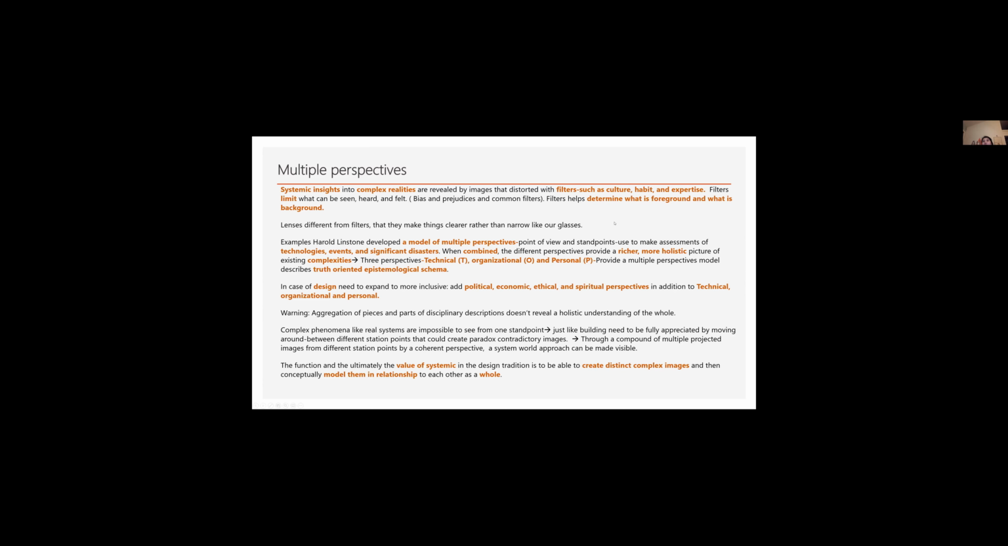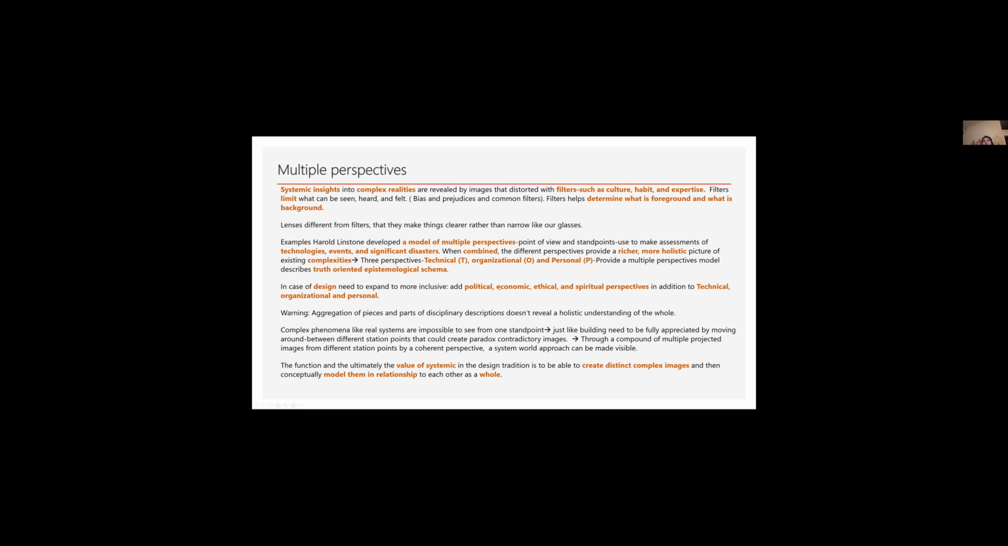So this is also kind of yin and yang. What is the filter's function? The filter seems bad because of all this bias when we see things. But the reason for the bias is that's how the human mind works. It simplifies things so we can function easily in the world. It creates a foreground and background. A lens is different from a filter. It makes things clear rather than narrow, like our glasses. So they talk about the lens.